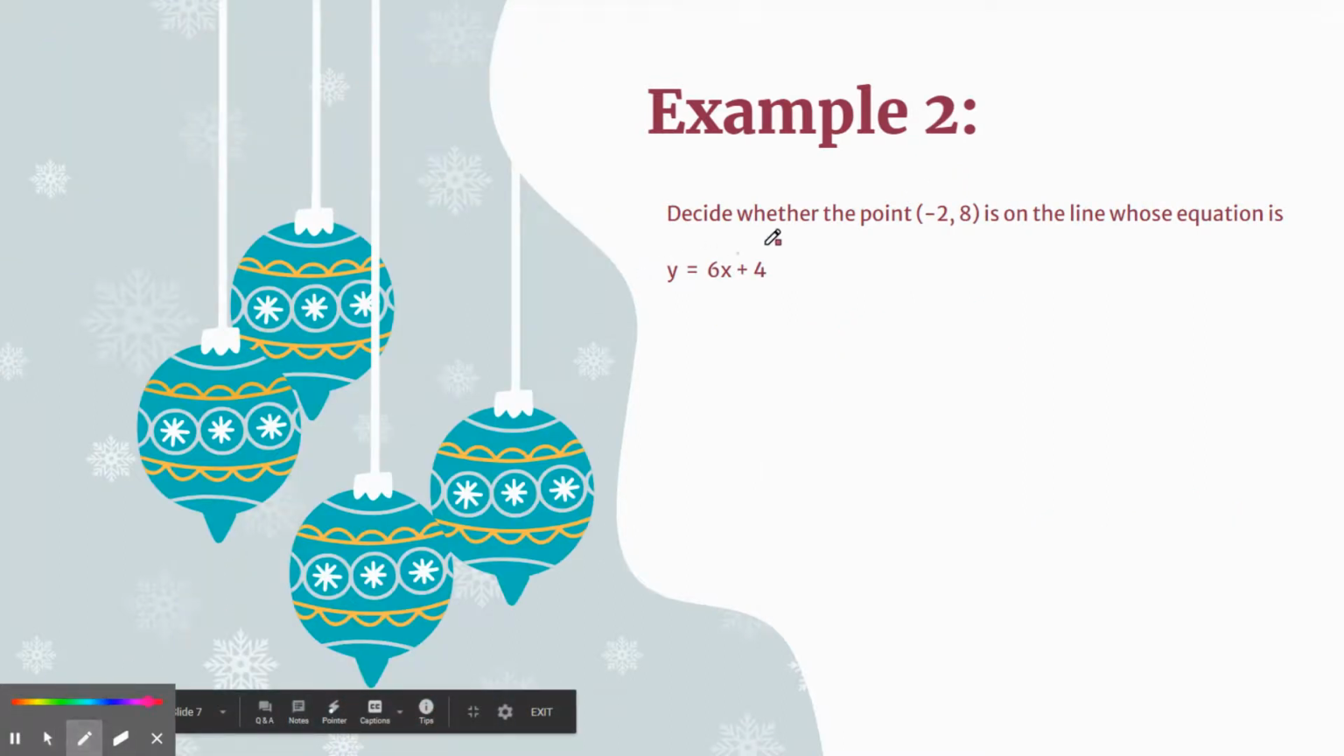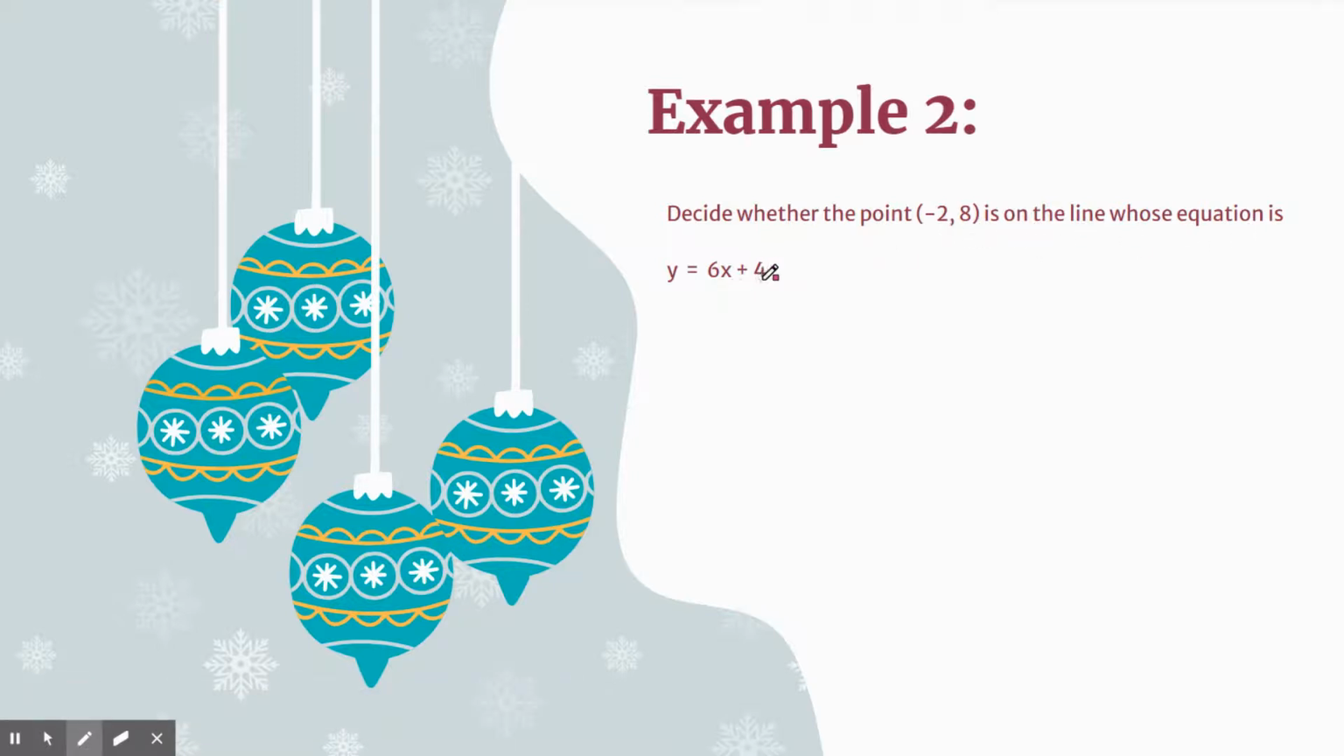So this one says, decide whether the point (-2, 8) is on a line whose equation is y = 6x + 4. So I'm going to go ahead and plug it in. Remember that x comes first, then y. So I'm going to plug in 8 = 6 times -2 plus 4. Okay, now 6 times -2 is going to be -12 plus 4. If I owe you $12 and I pay you $4, I still owe you $8.